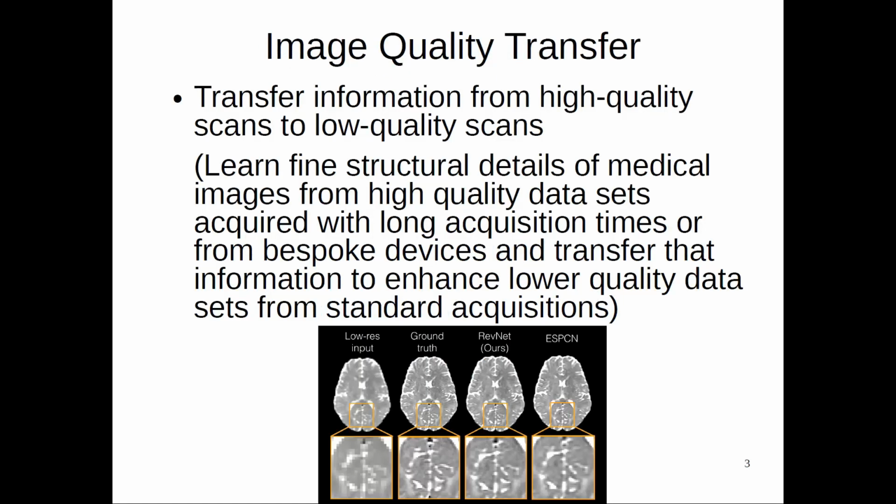So, what is image quality transfer? It's this idea that you can transfer information from high-quality scans to low-quality scans. So the idea is you obtain training data from a group of subjects by scanning them with low-quality scanners and high-quality scanners, learn a mapping between them, and then eventually deploy the low-quality scanners in places where they might not have access to high-quality scanners, which is the majority of the developing world, and in fact also most of the Western world.